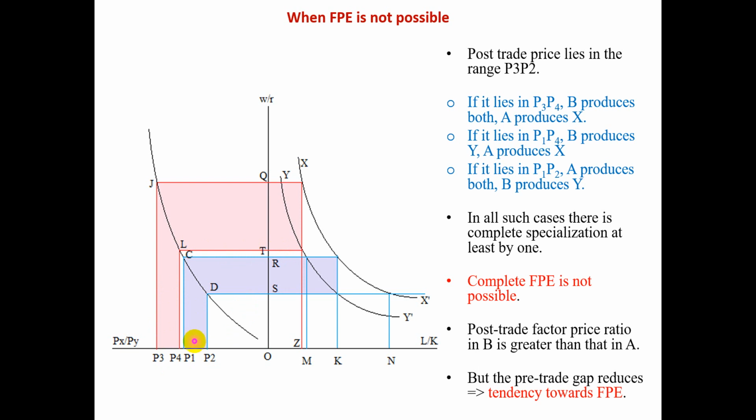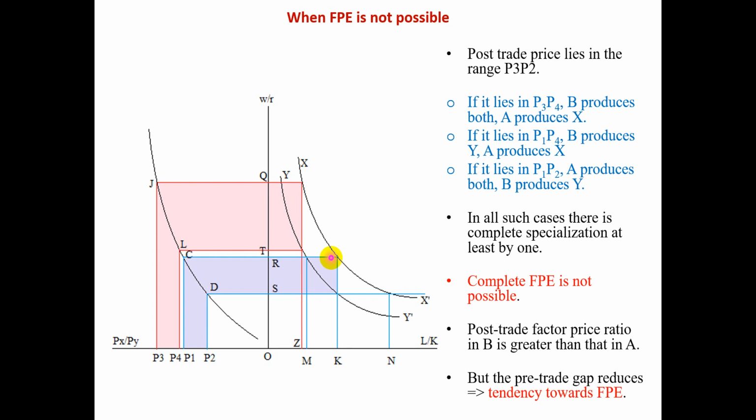If it lies in this zone P1, P4, then what happens? Then B will be producing only Y. Clearly, consider P4, B is producing Y, and consider P1, A is producing only X. So in all such cases, there is complete specialization by at least one of the two countries. So therefore, complete factor price equalization will not be possible in this case.